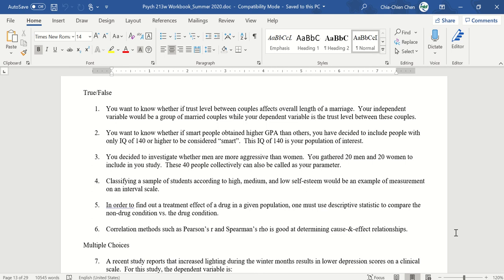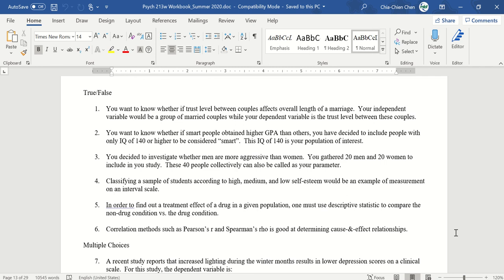Your independent variable would be a group of married couples, while your dependent variable is the trust level between these couples. Okay, so your independent variable is the one that you will be looking at, the one you're interested in knowing. And the dependent variable is the readout, the outcome.